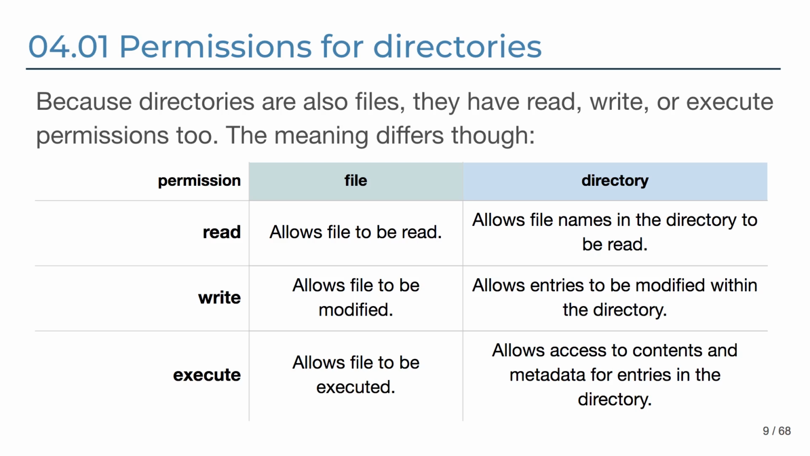And another important one, and that's the oddest, is the execute permission for a directory. That means you can access the contents, meaning all the things below. So you basically need both. You need read and execute to know what's inside a directory. And you can also access metadata, like file sizes, creation date, and so on.